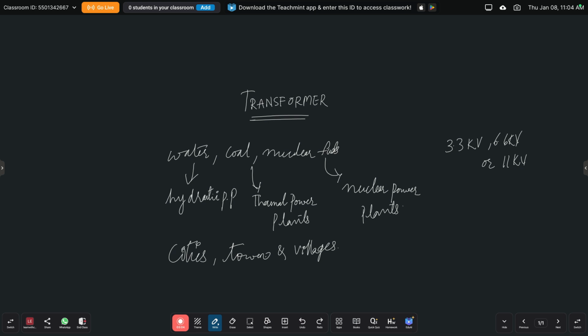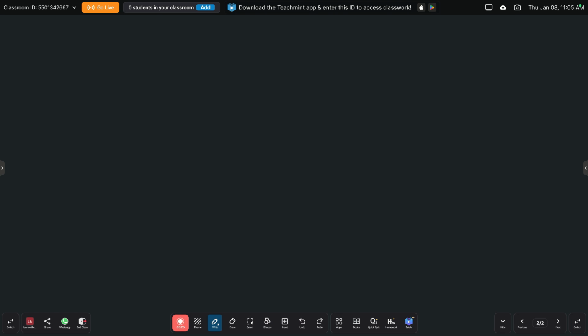So we need one device, which is required for stepping up the voltage at the generating station and stepping down the same voltage at the load consuming centers for the utilization point of view. To understand it easily, for example, the power is generated in generating stations, and we utilize it in our household appliances, domestic purposes or consuming loads.